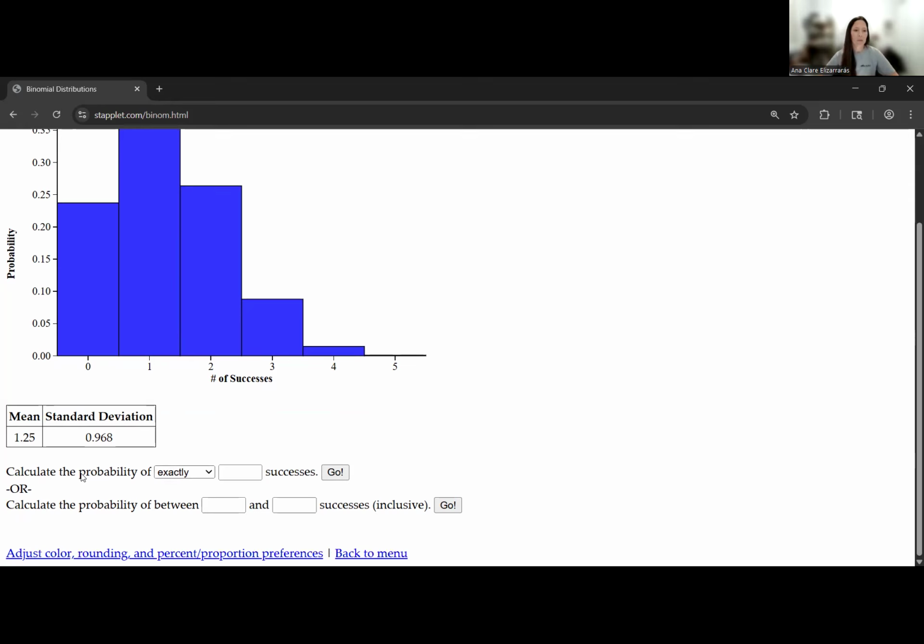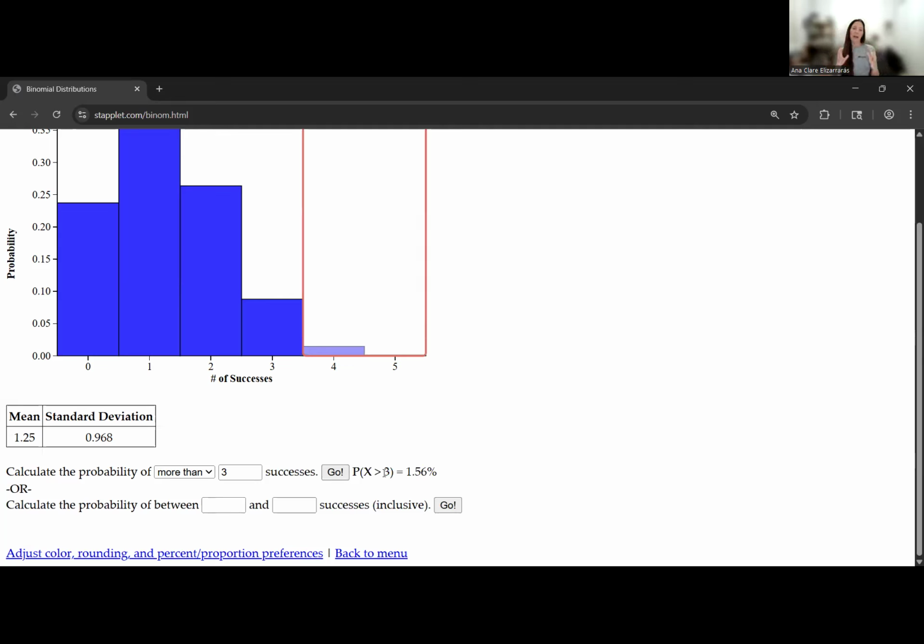Now at the bottom, you'll be asked to calculate the probability of, with the drop down, or between. So I can do a lot of calculations. And if you select this box right here, you actually have the option to calculate exactly, less than, at most, at least, or more than to answer the question. And our question was, what is the probability of getting more than 3 heads? So I select more than, I put the number 3 successes, and then I select go.